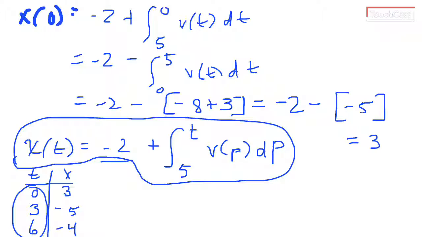So the question, when is the particle furthest to the left? I'm going to pick the smallest x value. That's 5 spaces left of the origin in this case. And I'm going to write up my answer here.